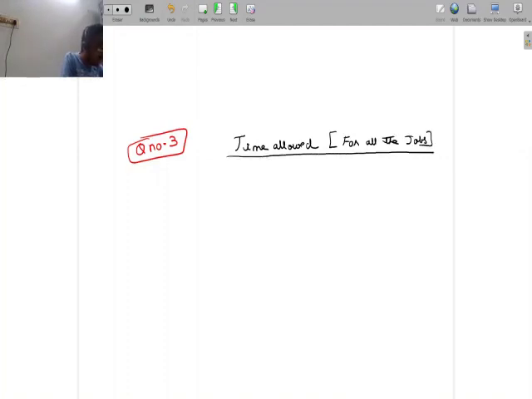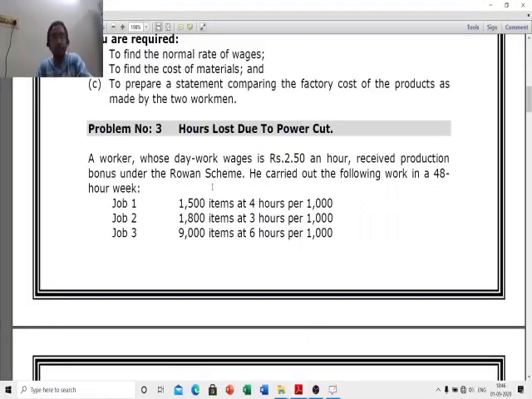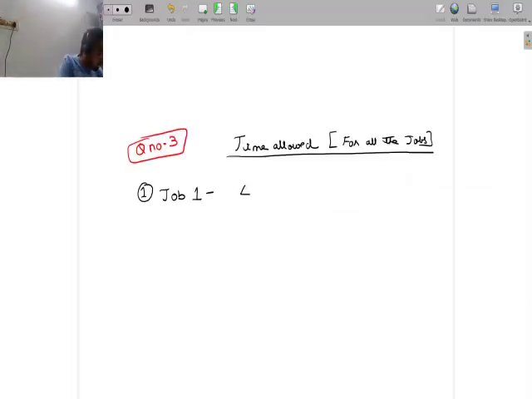Okay, so let's take one by one here. Let's take job 1 first. Now, it says 1,500 items at 4 hours per 1,000. Basically, to manufacture 1,000 items, 4 hours is given. So to manufacture 1,500 items, how many hours is going to be given? In 4 hours, how many items should you manufacture? 1,000 items. But how many are you going to be manufacturing? 1,500. That means we get 6 hours here.